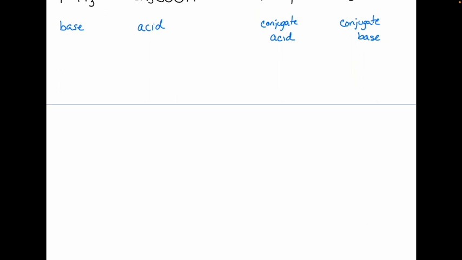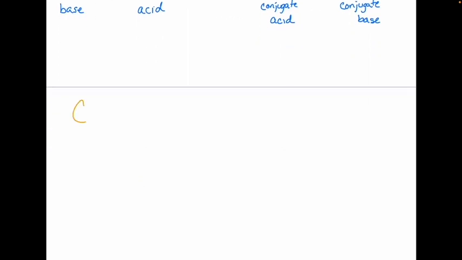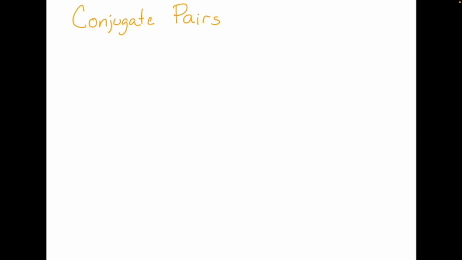Okay, so we want to be able to predict the products here, right? I gave you what these products are. We want to be able to draw them ourselves. If I give you an acid, what is its conjugate base? If I give you a base, what is its conjugate acid? All right, we would call these the conjugate pairs. Okay, so again, given an acid, what is the formula for that conjugate base?